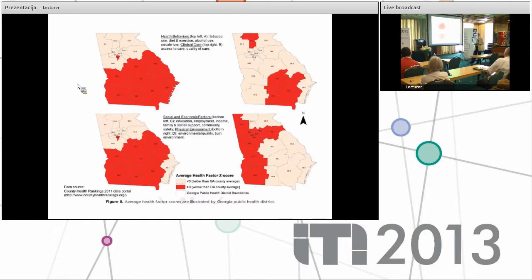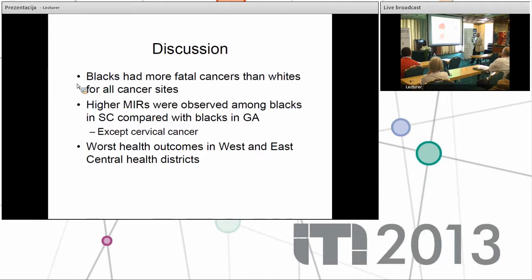The correlations between the health behaviors. So tobacco use, diet, and exercise is top left. Socioeconomic factors, physical environment. So just to show you some of the things you can do. There's not enough time here to go over each of these maps, but to show you the value of taking that information and displaying it geographically, this is generating hypotheses about what may be happening with cancer in Georgia.